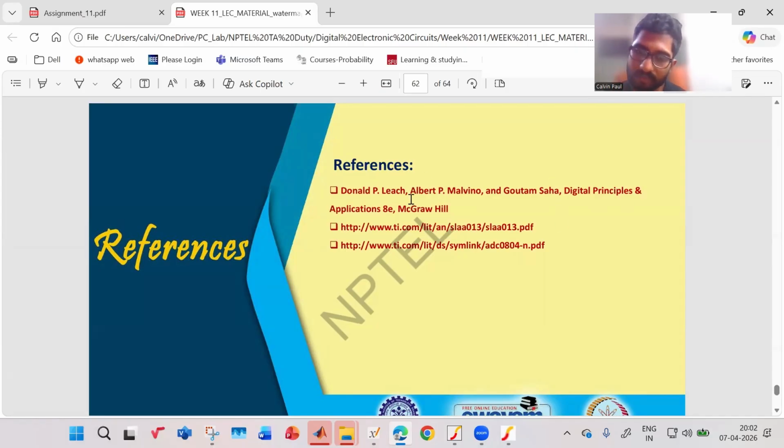Specifically, I have not referred to any book for these things. These are more by practice, more by checking simulations, seeing what my seniors have done, and that is how I learned all these things. You can also refer to this book. You can also try simulating.